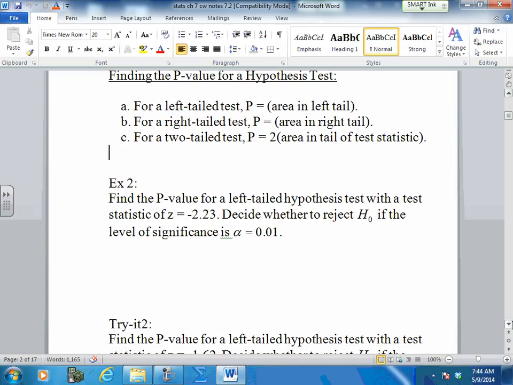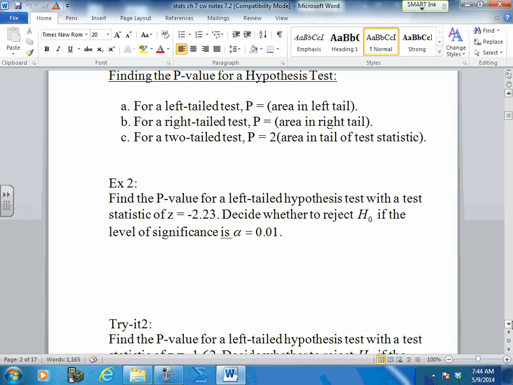Okay. Finding your p-values for your hypothesis test. For a left tail test, because we're working on your normal curve, the area is to the left. So the p-value that you find will be your area in the left tail. Makes sense, right? Same as we used to do with Z-scores. For a right tail test, it's the area in your right tail. How do we find the area in your right tail? Subtract from 1. Good.